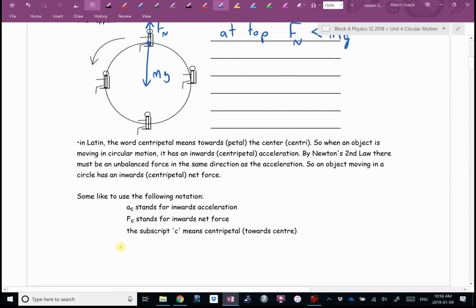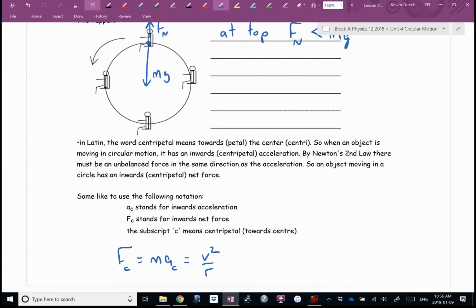Kids do this. F equals what? I see kids do this all the time, and then they go like this. What did they forget to write?